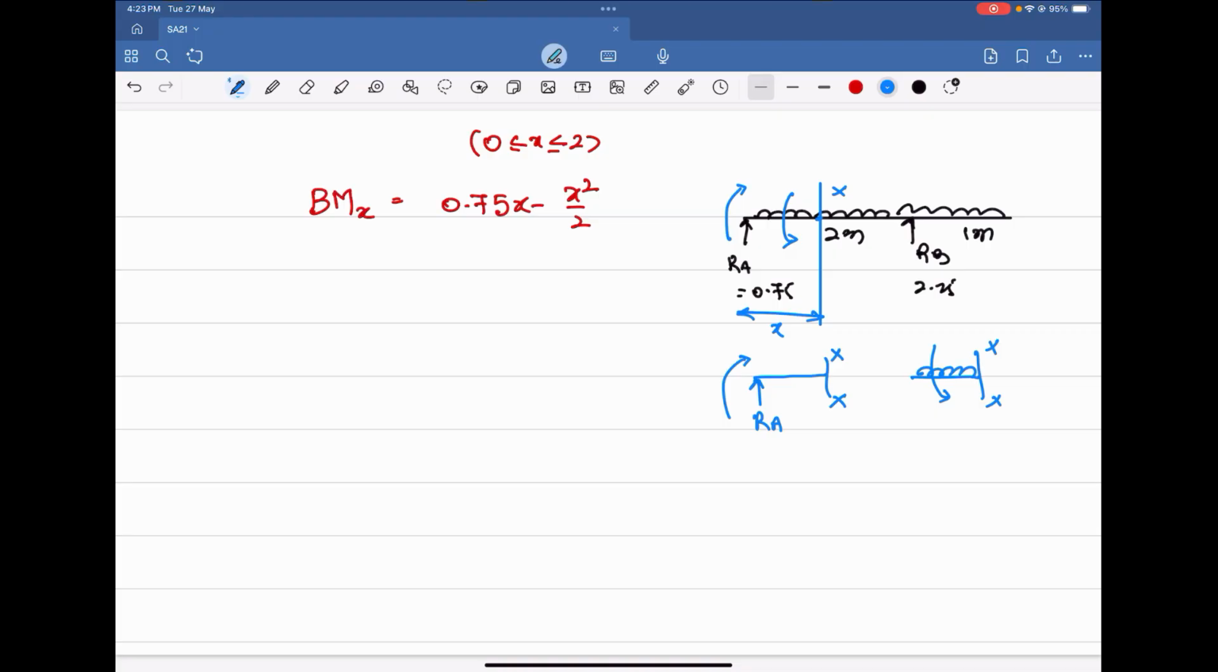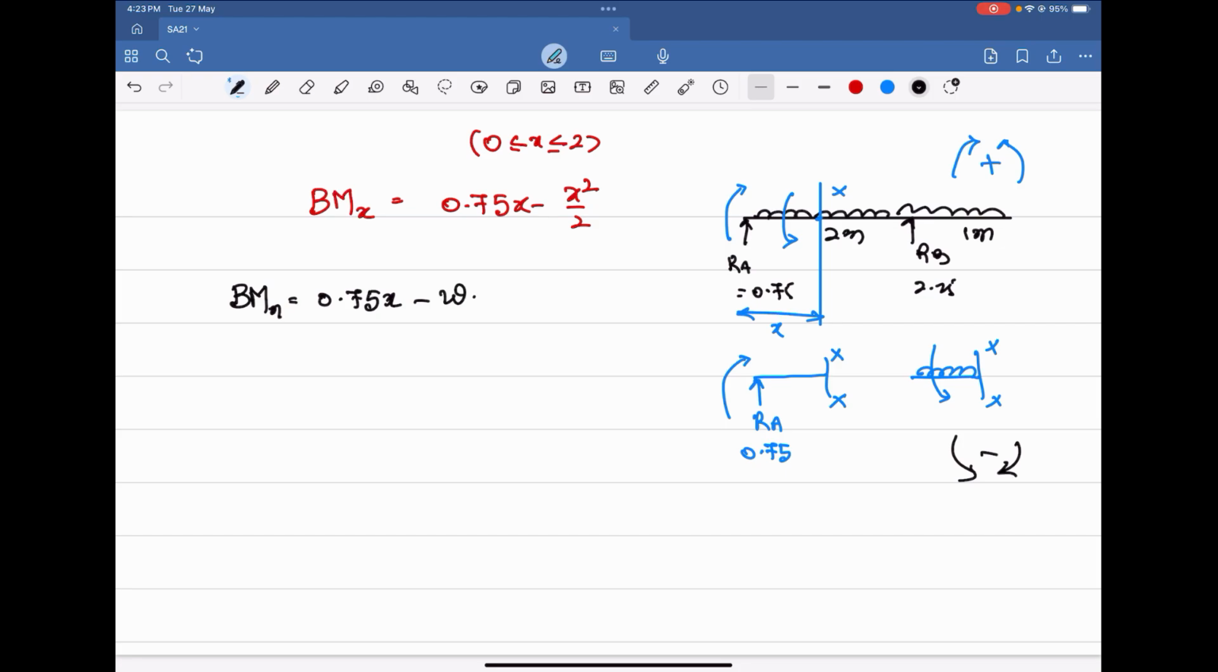That is for UDL, direction of the moment. This is for RA. And RA is 0.75. And when the moment is in this direction, it is positive. That means bending moment at any x is equal to RA into x. That is 0.75 into x. That is positive. And this is negative. This one is negative.